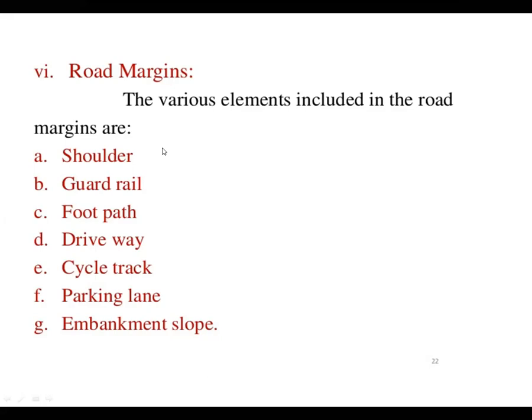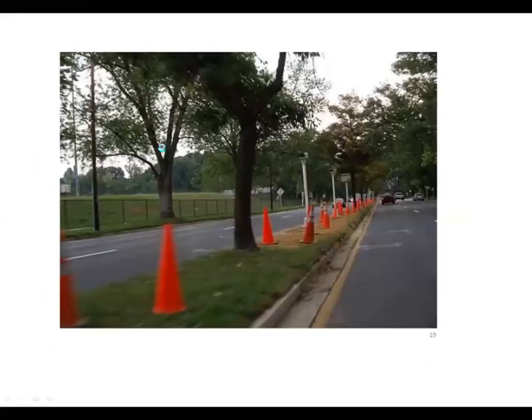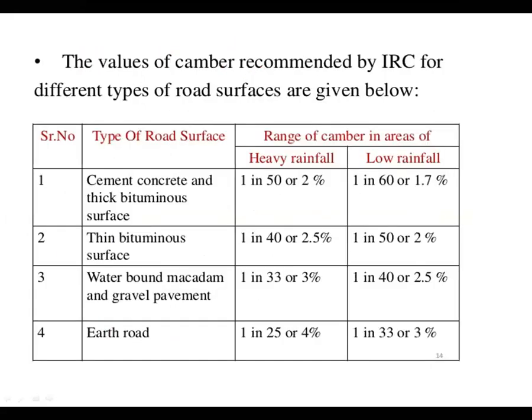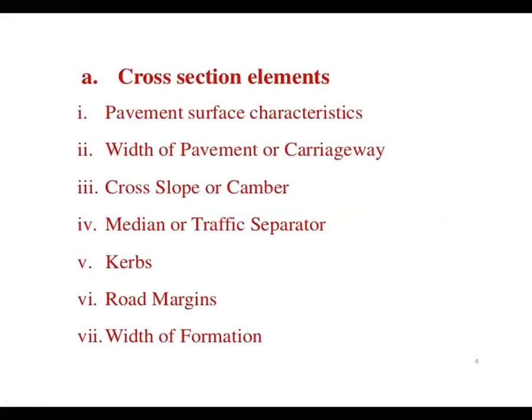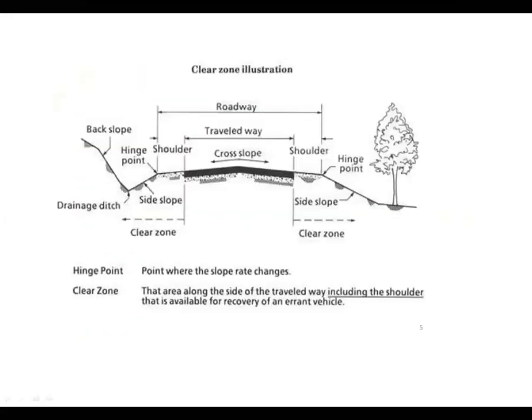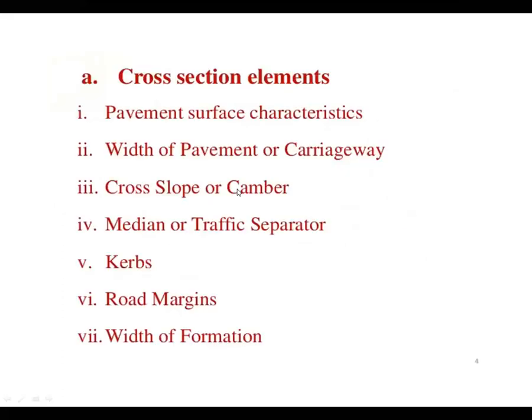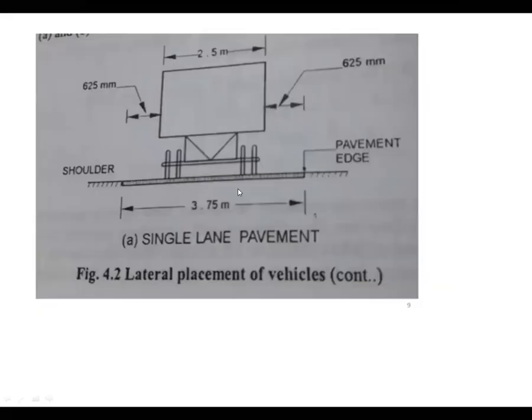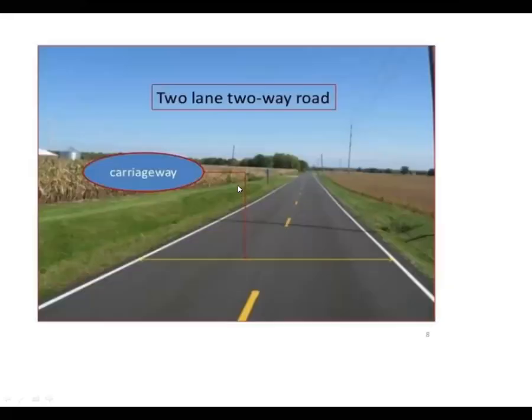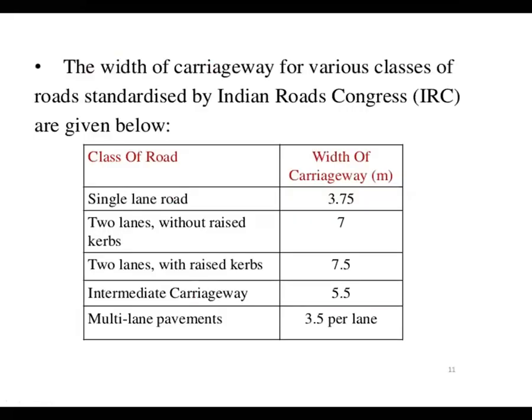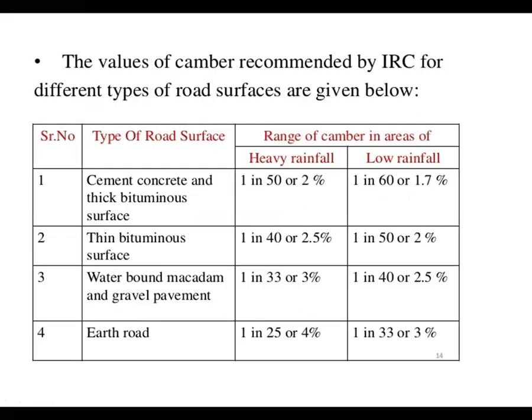We have already shown here, I think we have discussed earlier in the earlier lecture with this figure. The particular black portion which you can see here is the carriageway, and the other portions like the shoulder and all the other things are different. These are the margins which are needed for the movement of the traffic.